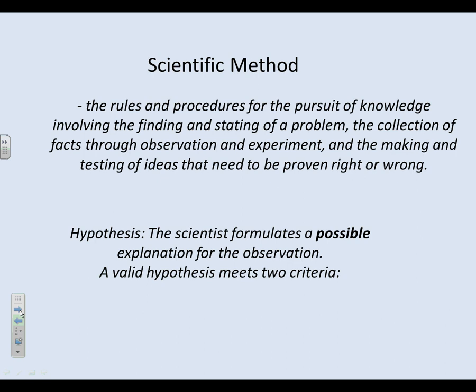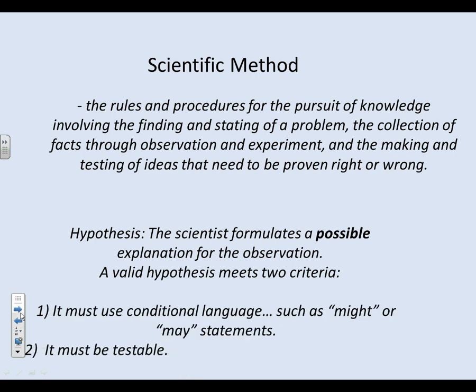So this has two criteria. Here they are. It must use conditional language. That's easy. It's going to have might or may statements, something that doesn't take a direct approach to a statement. It's never going to say this is the way that it is. It's just going to say very conditional language. You'll figure out how to do that. And what may be difficult to you guys is figuring out if it's testable or not. But you'll get the hang of it because we're going to do a lot of practice in class.